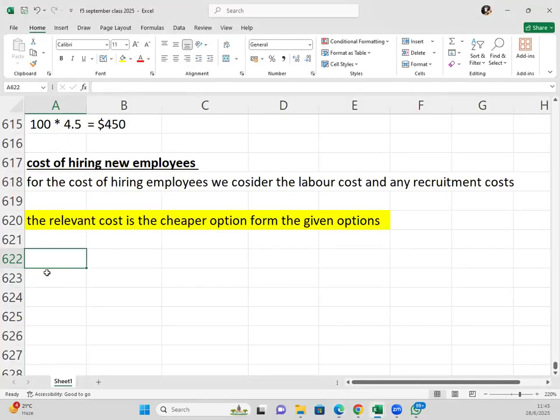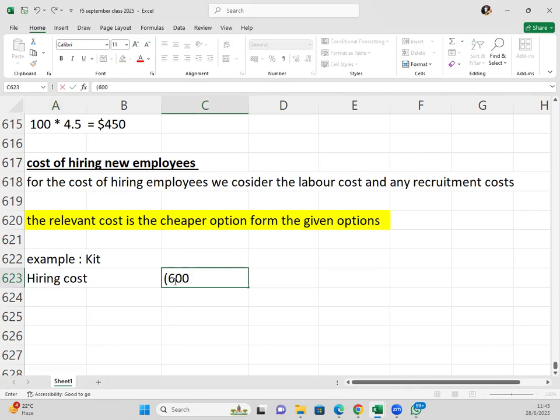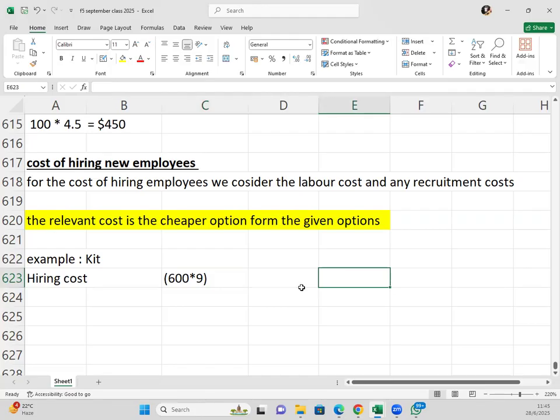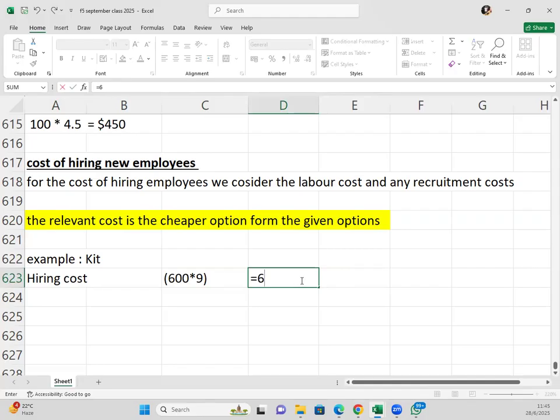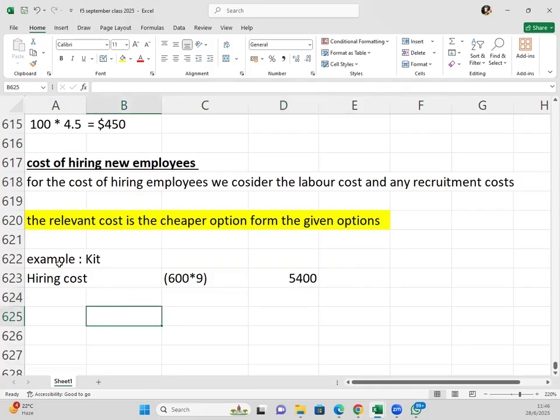So there is an option to hire. If you are hiring the labor, you'd need 600 hours times $9 to hire. So we have the cost of hiring. Then besides the cost of hiring, what else were we told?